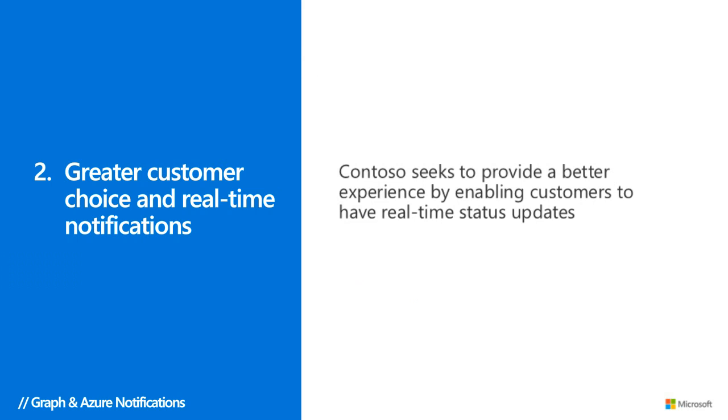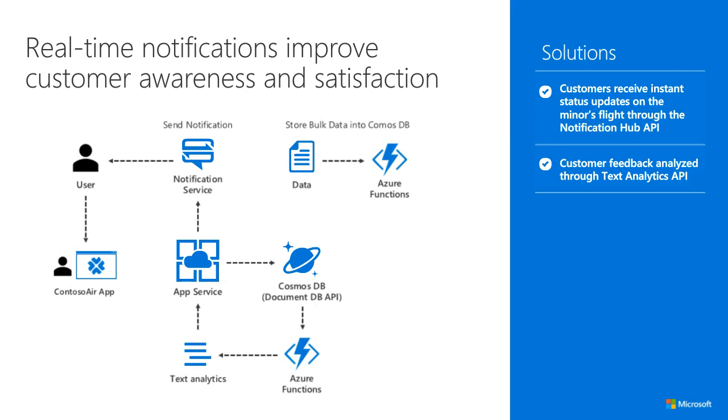Next, let's say the second use case is customers want real-time notifications as well as more choice. And so Contoso Air seeks to provide a better experience by enabling customers to have real-time status updates. And when building the real-time notifications, a simple architecture can look like this, where you have your Contoso Air application, which talks to the user, and you also have a notification service. And so as data comes in through Azure Functions to Azure Cosmos DB, you can hook up Azure Functions so that it could trigger off of different events that come into Azure Cosmos DB.